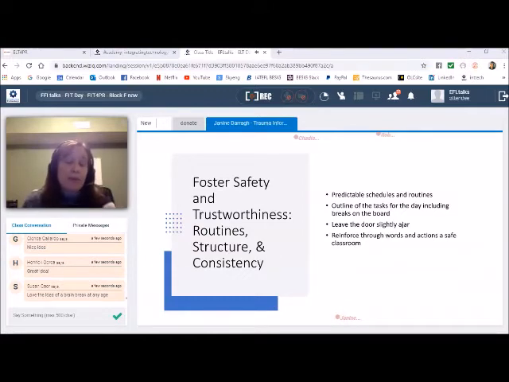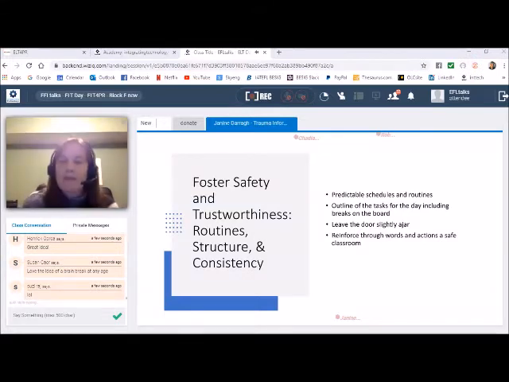The most important thing, or the quickest and easiest thing we can do, is try to maintain a predictable schedule or routine. If we can post that on the board, it's even better. So often with people who have experienced trauma, it's that feeling of not being in control, being caught off guard. And so if they can see what's coming next, that can definitely help calm nerves.